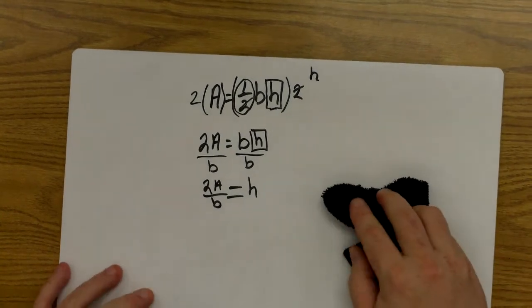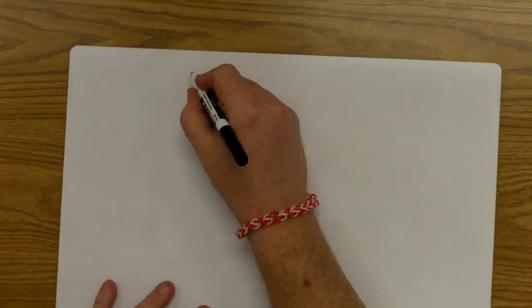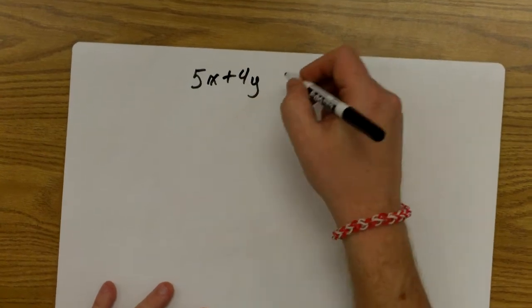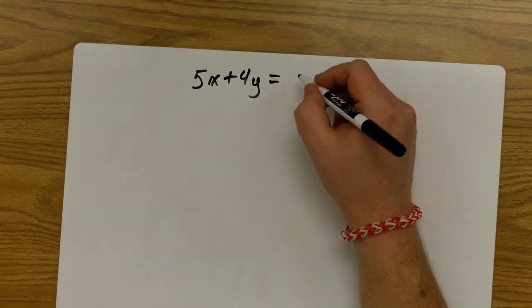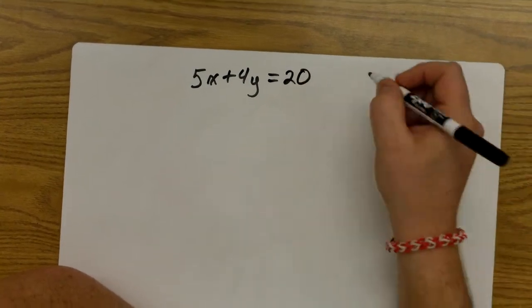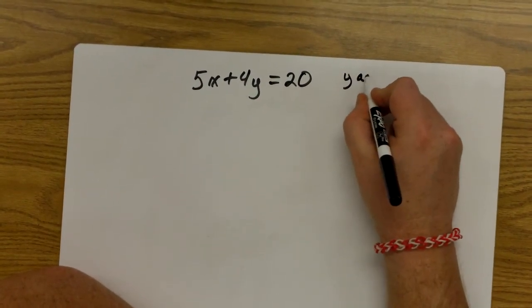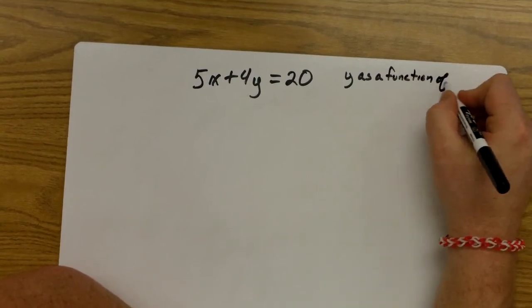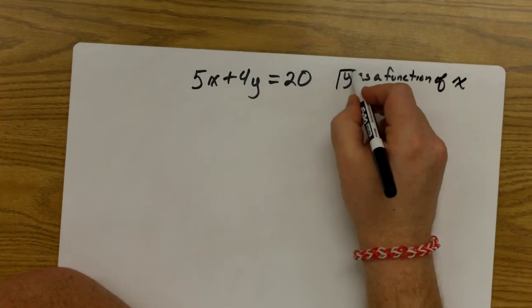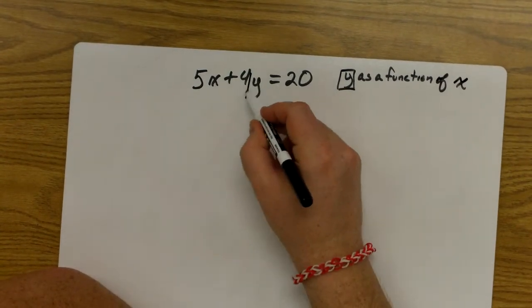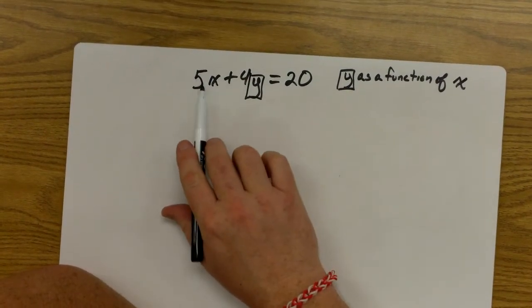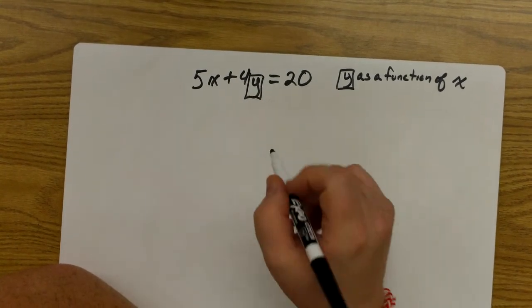Alright, I'm going to try one more of those y as a function of x problems. Let's say we have 5x plus 4y, and let's suppose that that equals 20. And we want to write y as a function of x. So in other words, we're just solving the problem for y. So put a box around the y. Anything that doesn't have a y in its term gets moved to the other side. So I have a positive 5x here. So I'm going to move it to the other side as a minus 5x.